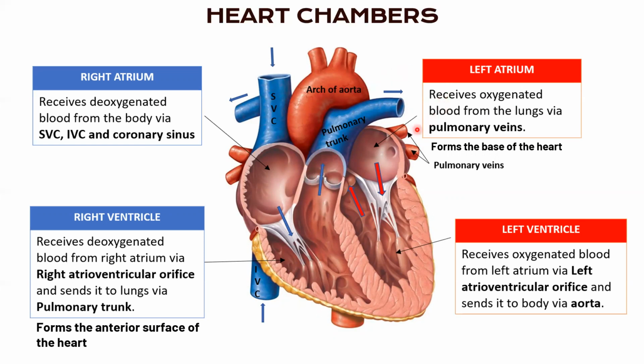And the blood goes back to the heart, already oxygenated from the lungs, via the four pulmonary veins to your left atrium. It passes through your mitral or bicuspid valve to your left ventricle, which receives oxygenated blood from the left atrium via the left atrioventricular orifice and sends it to the body via the aorta. So this is your aortic valve, the ascending aorta and the arch of your aorta.